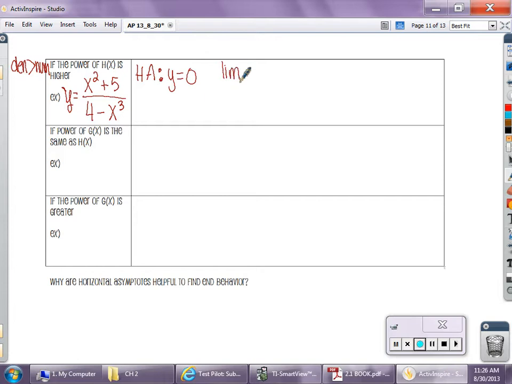Well, what else does that tell us? Well, it also tells us that if I take the limit as x goes to negative infinity, it will be 0. And I also know that the limit as x goes to positive infinity will also be 0. That's the great thing about knowing the horizontal asymptote. The horizontal asymptote will give you the end behavior.